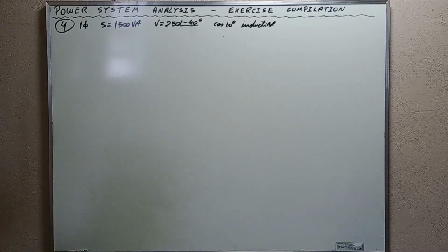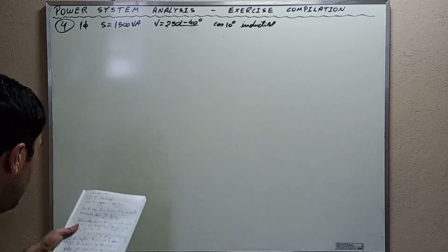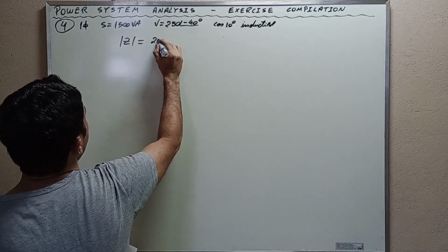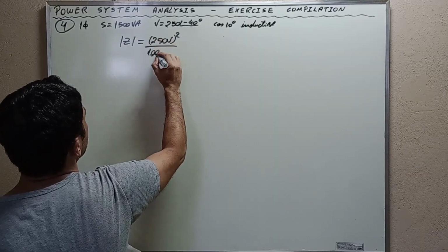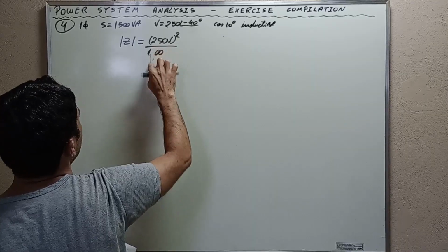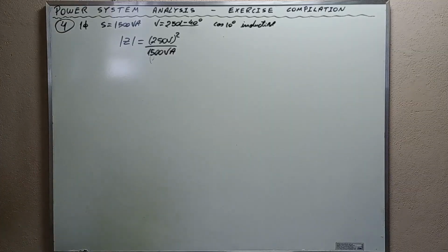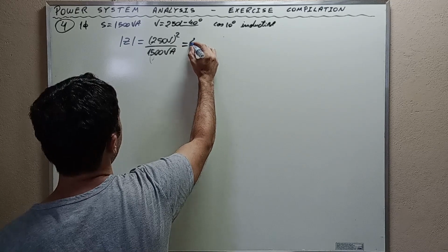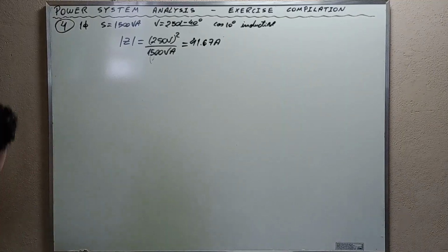Let's solve it. Let's go to the solution. Firstly, we are going to calculate the magnitude of the impedance. The magnitude of the impedance can be calculated as the voltage squared divided by the apparent power. Okay? This is how we can calculate the magnitude of the impedance. And then it is equal to 41.67 ohms.